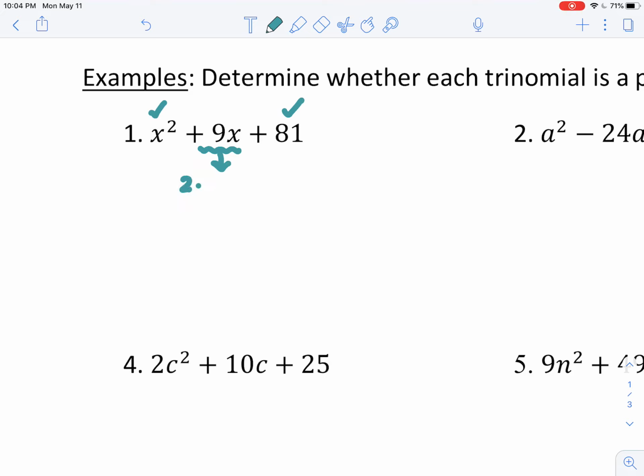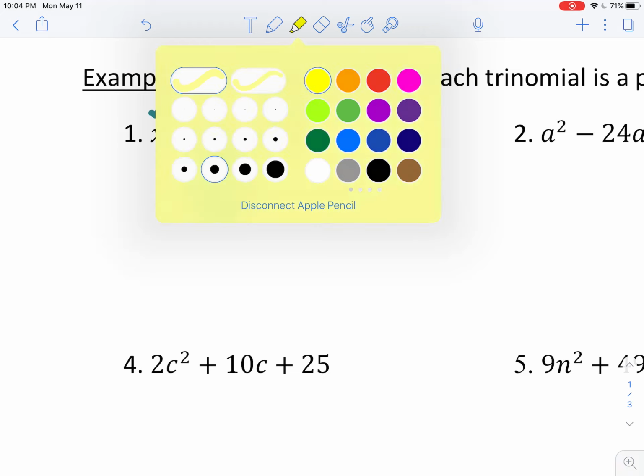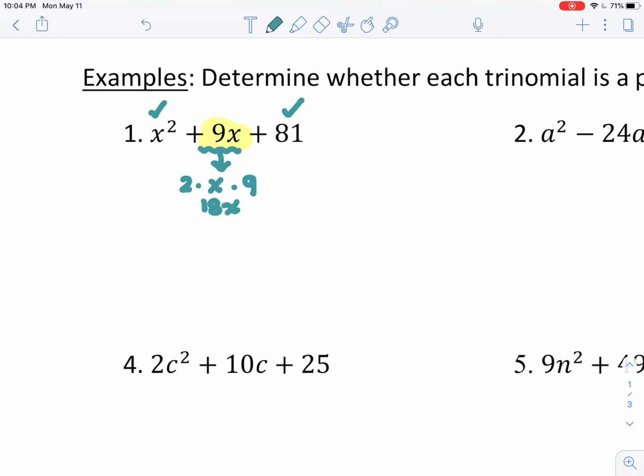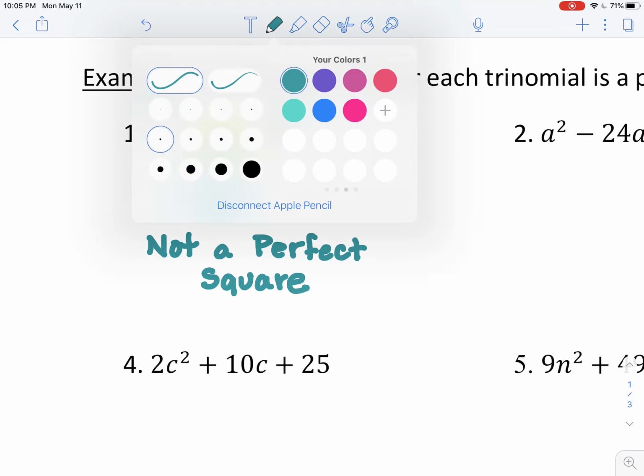And then the middle term has to be 2 times the square root of the first item, so the square root of x squared is x, times the square root of the last item. The square root of 81 is 9. 2 times x times 9 is 18x. But our middle term is 9x. So this is not a perfect square trinomial. It does not fit the correct pattern, so we're not going to factor it.